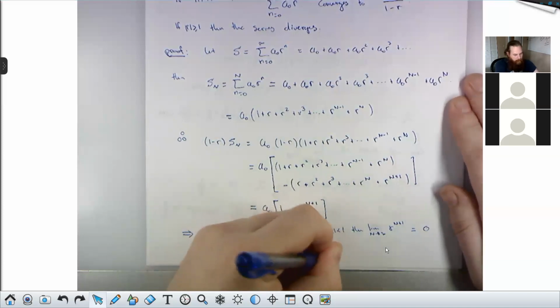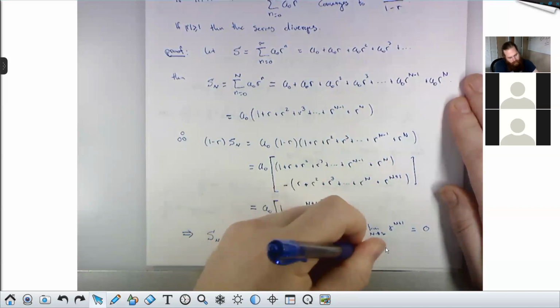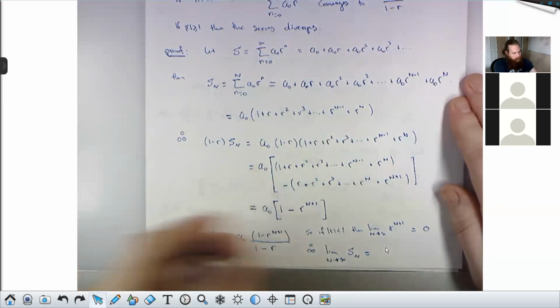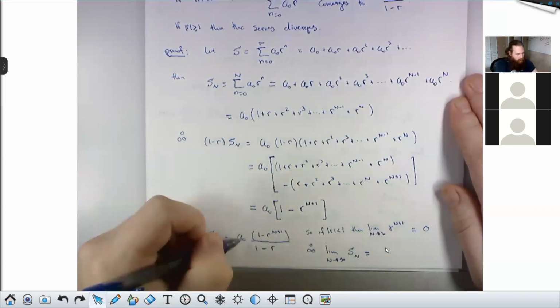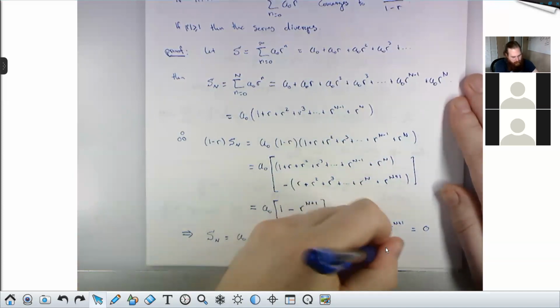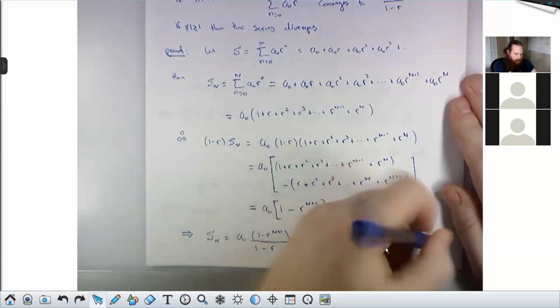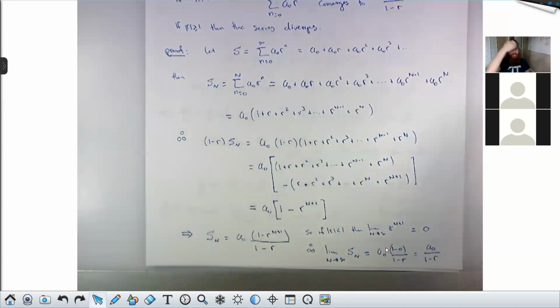the limit as n goes to infinity of Sn would be the limit as n goes to infinity of this. This piece will go to 0. So you get A naught times 1 minus 0 over 1 minus r, which is A naught over 1 minus r. And that's it. That's the proof.